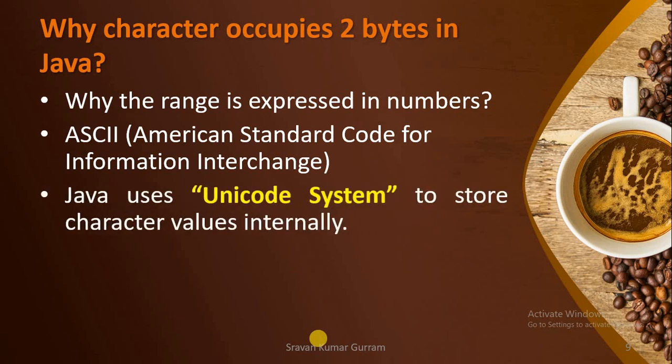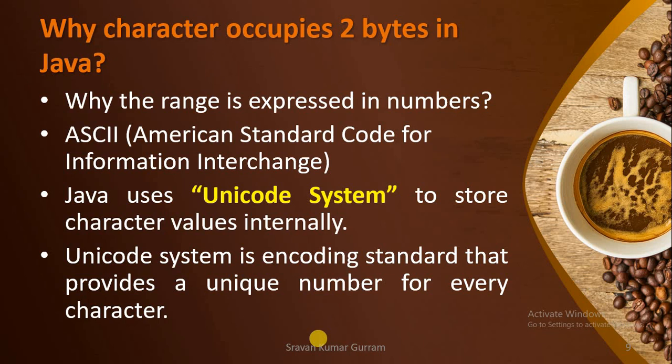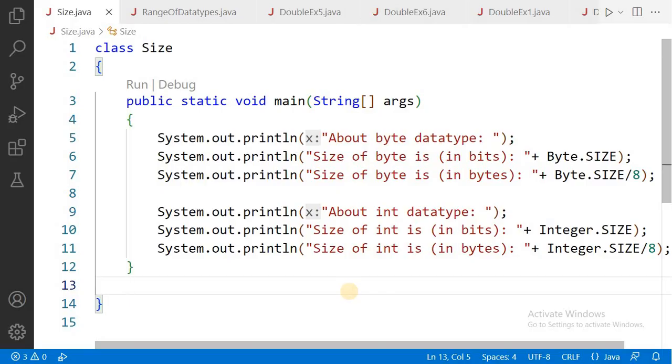So as we discussed, Java uses the Unicode system to store character values internally. The Unicode system is an encoding standard that provides a unique number for each and every character. Now see this example program. Already we know how many bytes of memory are required to store the integer data type, float data type and so on. If you want to get that information with the help of a program, how can we implement that?